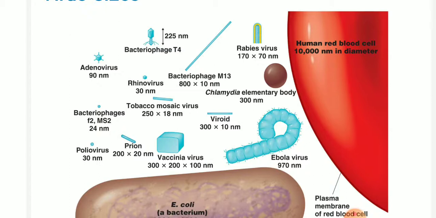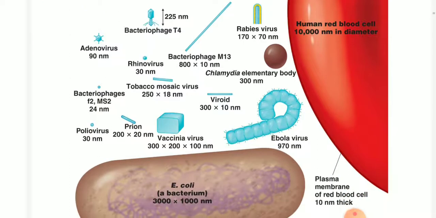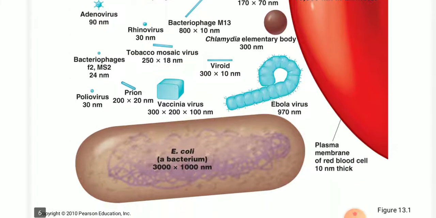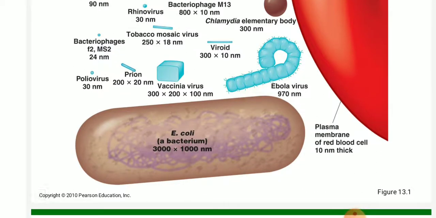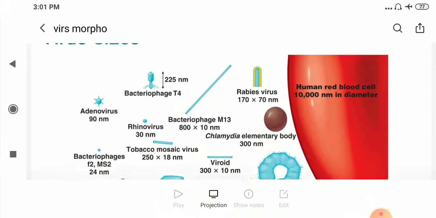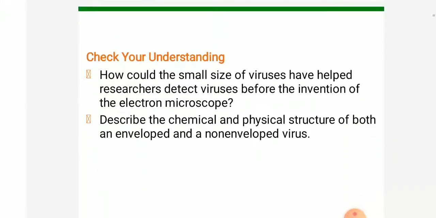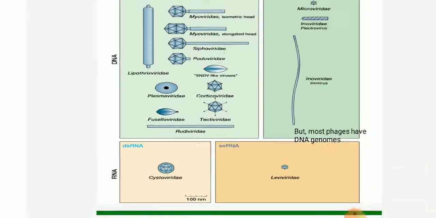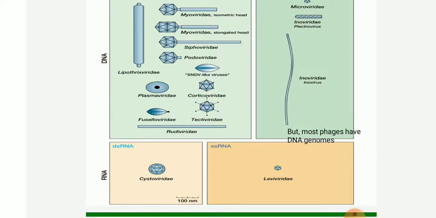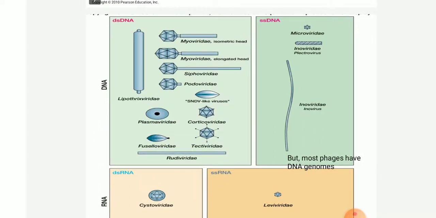The rhinovirus may be 30 nanometers, and TMV, the tobacco mosaic virus, is 215 to 18 nanometers. So the size varies. If we take the E. coli bacterium, it may be up to 3000 by 1000 nanometers. Generally, based on their size and genetic material, viruses are categorized into different types. So what are those?